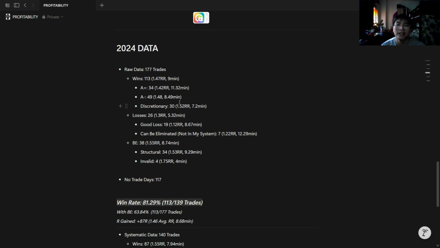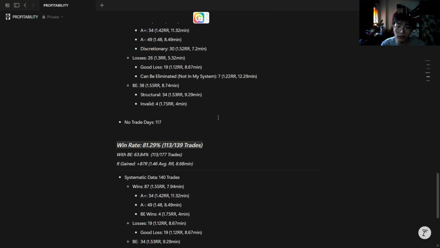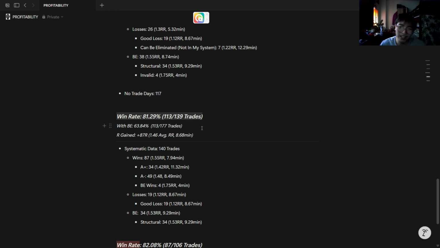I had more wins. I had slightly more losses, but I had a much higher win rate this year. 81% win rate out of all of those trades with 87 plus R. That R is just the win to loss ratio. That doesn't reflect the average RR here.